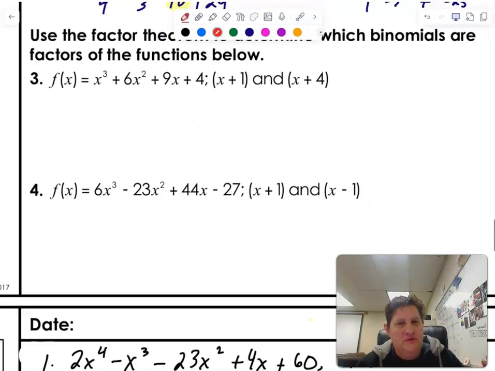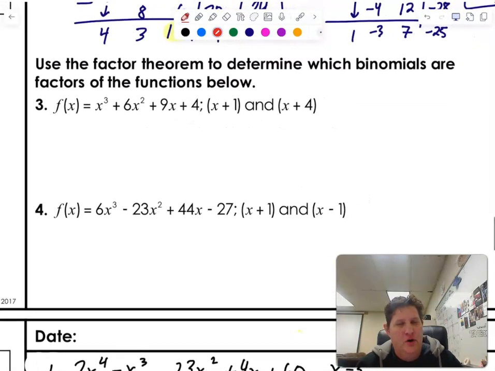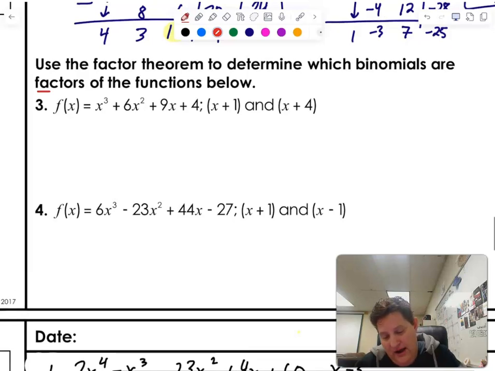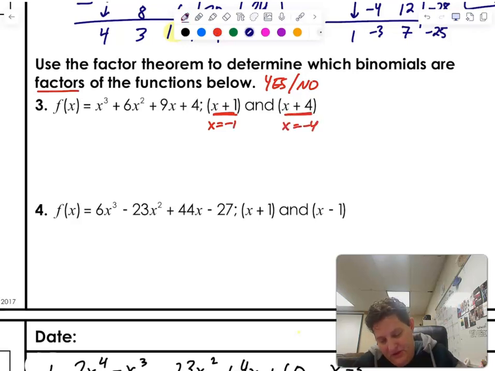All right, for these ones, it's just asking me to say whether these are factors or not. These are yes or no questions. And the way that we can tell if it's a factor, first of all, we have to use the solutions, which are negative 1 and negative 4, and you do synthetic division with the 0 of that factor.